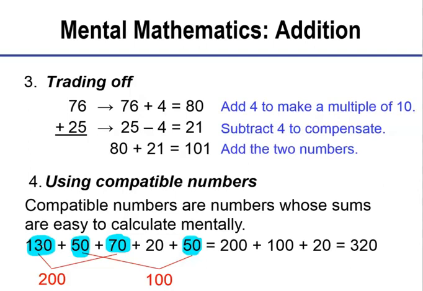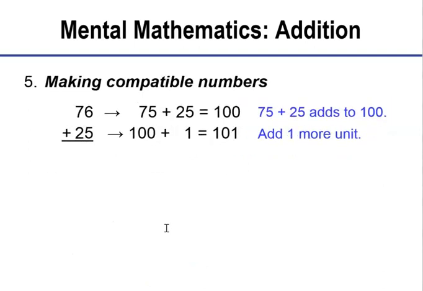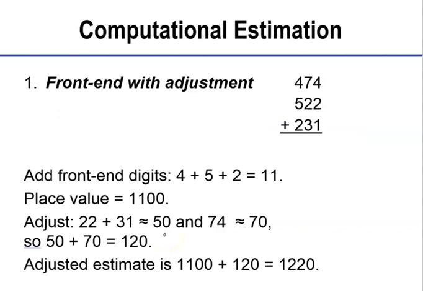You should get the same result no matter which order, so you can pair up nice numbers to get the job done. Making complete numbers. Now, again, this reminds me a lot of the trading off situation before, but it is different because we're not adding and subtracting. Notice here, 76, but we know 75 plus 25 is 100. And then you take that 100 and add the one that we didn't add in before, and it makes it 101. Then you have front end with adjustment.